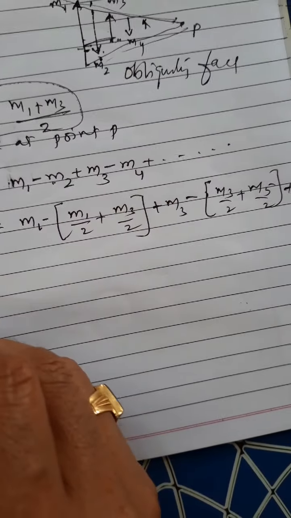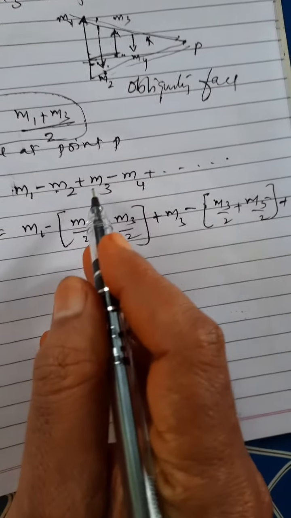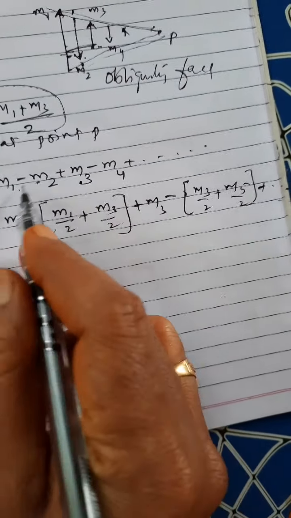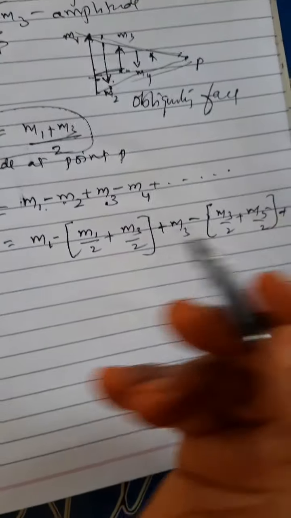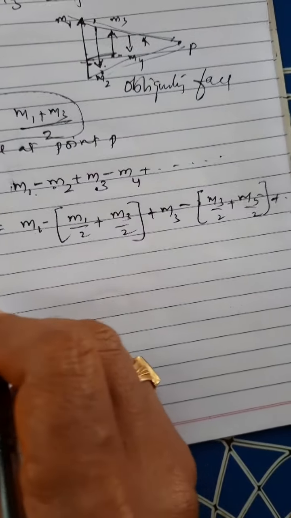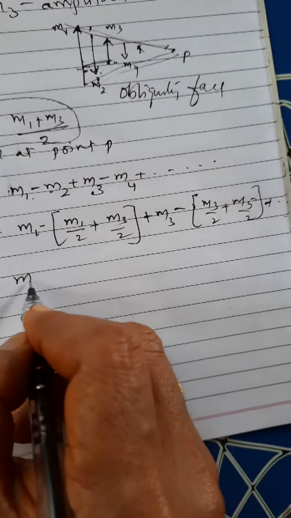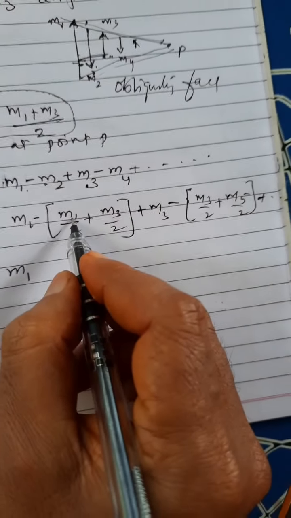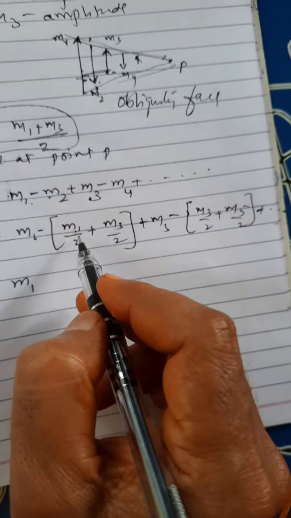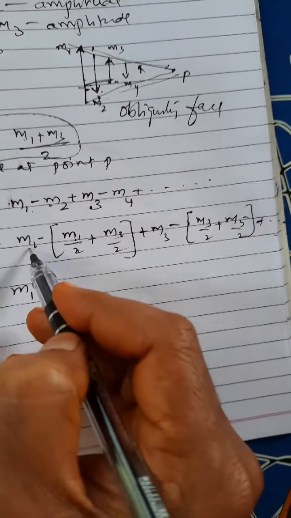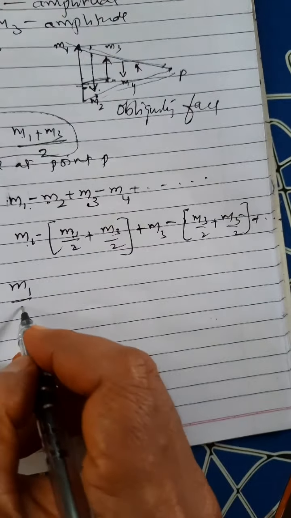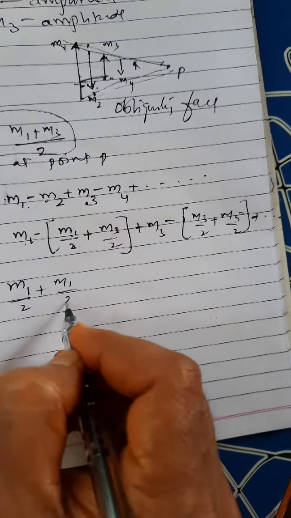And if I am stopping at odd-numbered period elements, say I will stop at 3, you can also stop at 5, at 7, at 9. If you do, then the resultant amplitude will be M1. This is M2, you see this. This is M1 by 2. M1 can be written as M1 by 2 plus M1 by 2.